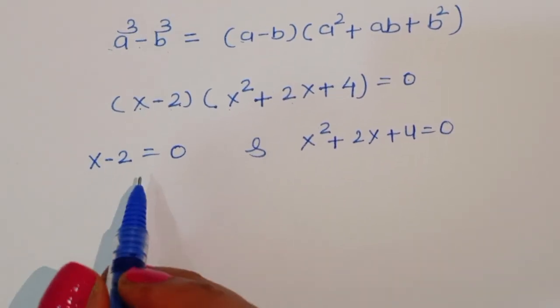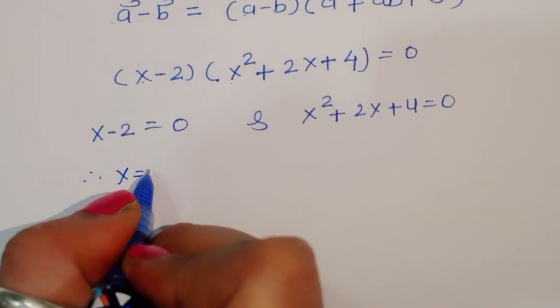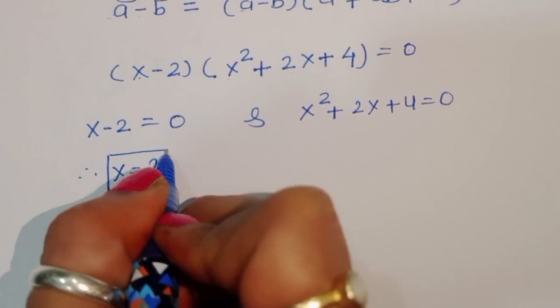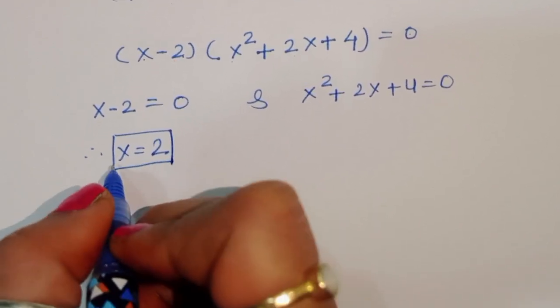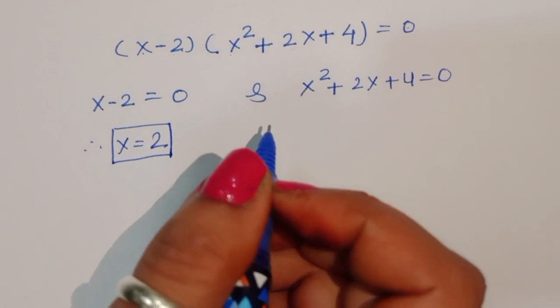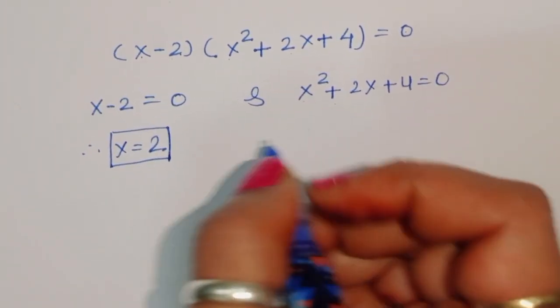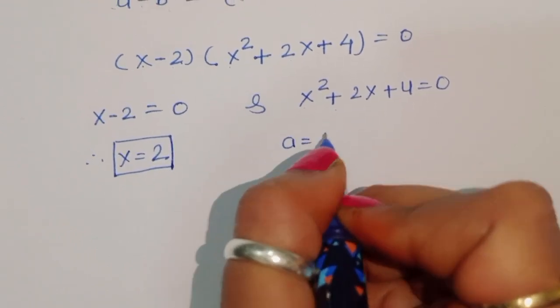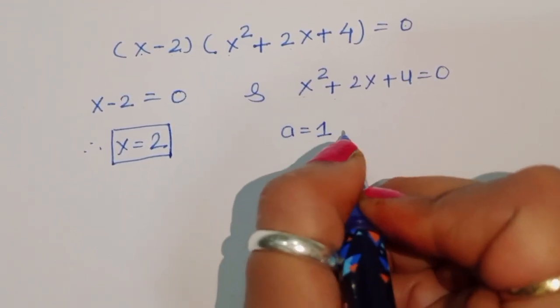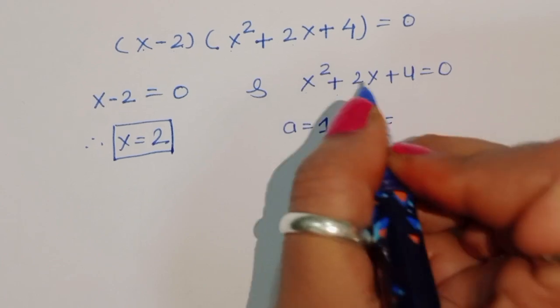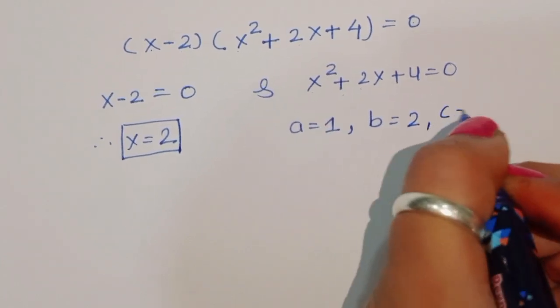Now x minus 2 equal to 0, therefore we can say x is equal to 2. So this is the first value of x, or you can say x1 is equal to 2. Now the next term, x square plus 2x plus 4 equal to 0. Here a is equal to 1, the coefficient of x square, b is equal to 2 and c is equal to 4.